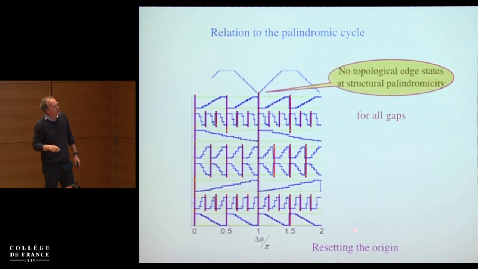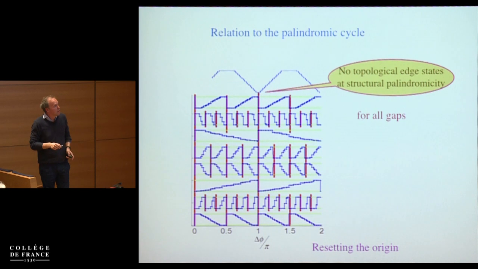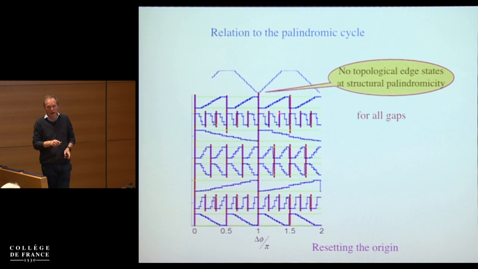Now, if you reset the origin, what you see is that this is our palindromic cycle, and at palindromic values, there are absolutely no gap modes in the structure. So each time that the structure is palindromic, there are no edge states in the system. It's free of edge states, but in between, you see that there are different edge states that move through the gaps, okay? And they move more or less rapidly. It could happen also that some of the modes disappear, although we are at maximum palindromicity, or some of the modes could disappear at another value, okay?